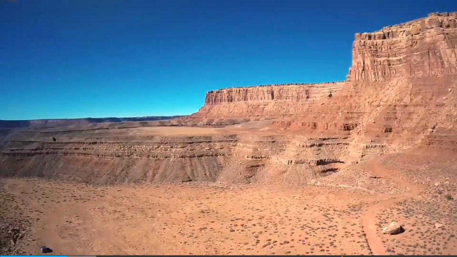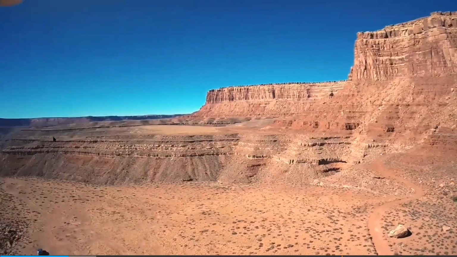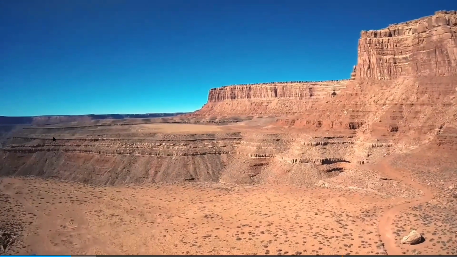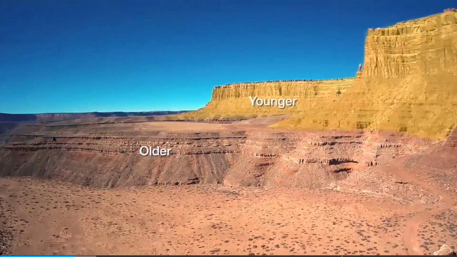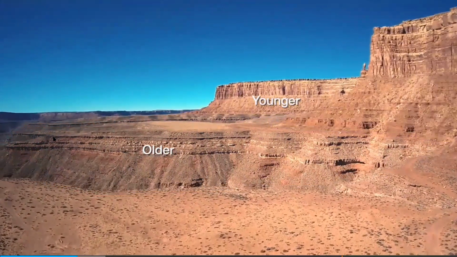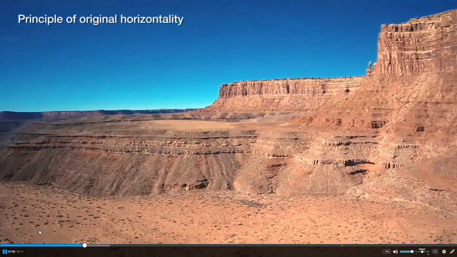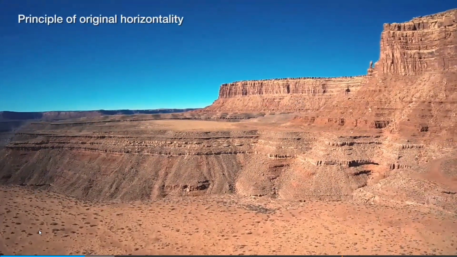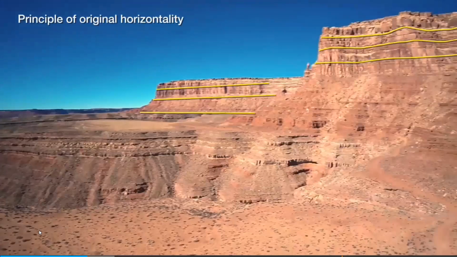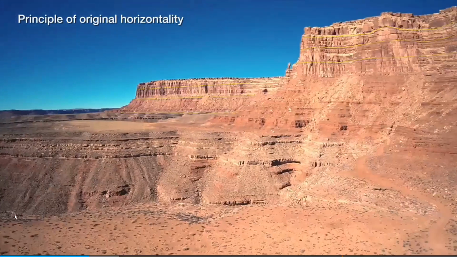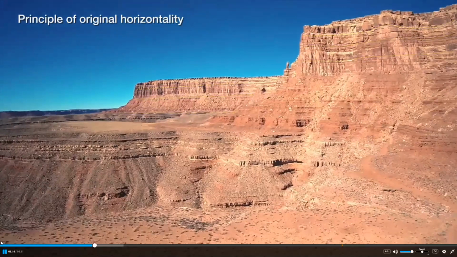Here at Cedar Mesa in Utah, we see another sequence of sedimentary rocks where the older rocks must be those at the bottom, with the younger rocks above them. The principle of original horizontality states that layers of sediment are generally deposited in a horizontal position. If we find them to be horizontal, then they have likely not been disturbed by any crustal deformation.